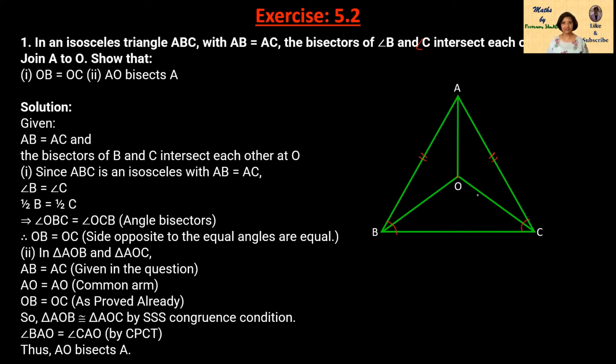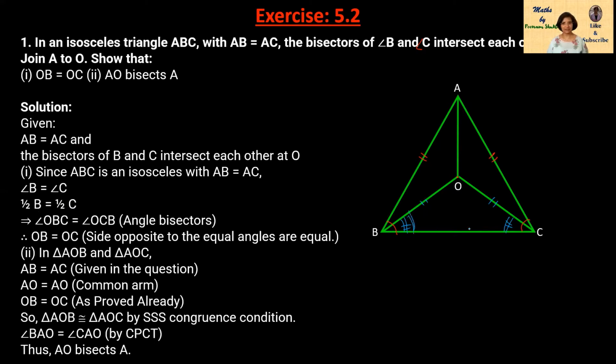So for that, if we prove angle OBC and angle OCB are equal, then we can prove that these sides are equal, OB equals OC. So that we have to do. According to the question, what is given? AB equals AC, and the bisectors of angles B and C intersect at O. Since ABC is isosceles with AB equals AC, angle B equals angle C, right? And so we can say half of angle B equals half of angle C.